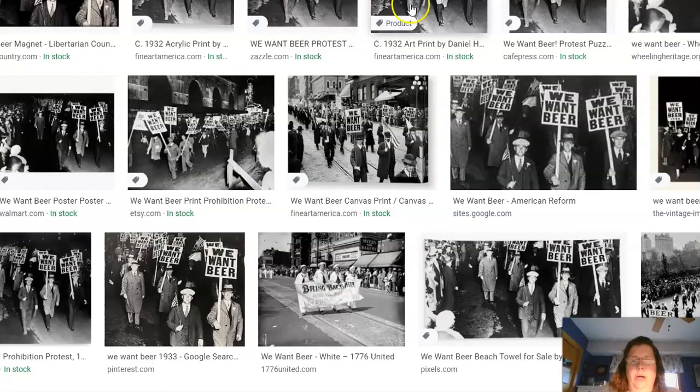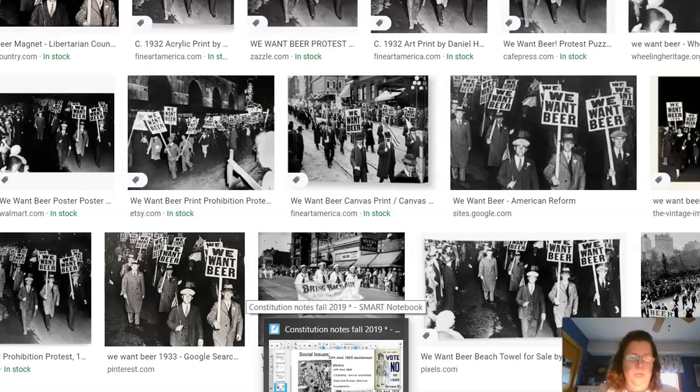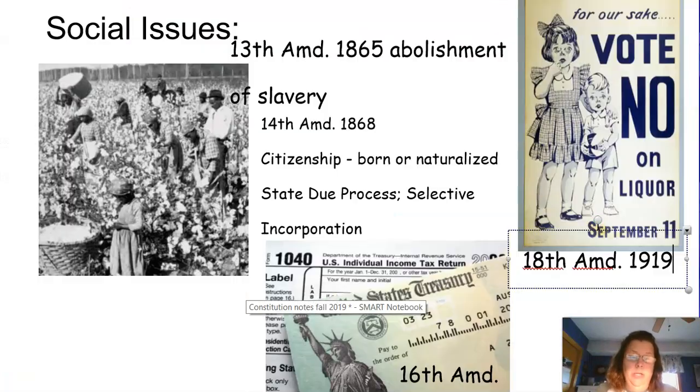And so I went and found a number of pictures. This was what pickets looked like during this time when people were saying they wanted their beer back. We think of pickets, but this is just kind of crazy when we think about it. This is one of the pickets that took place in our nation's history. With so many other issues, this was a big issue.